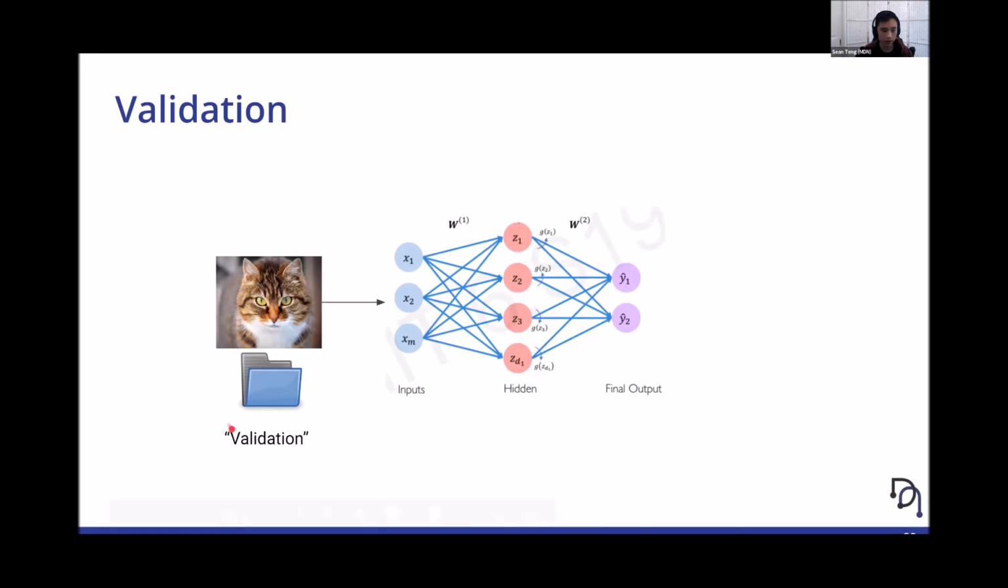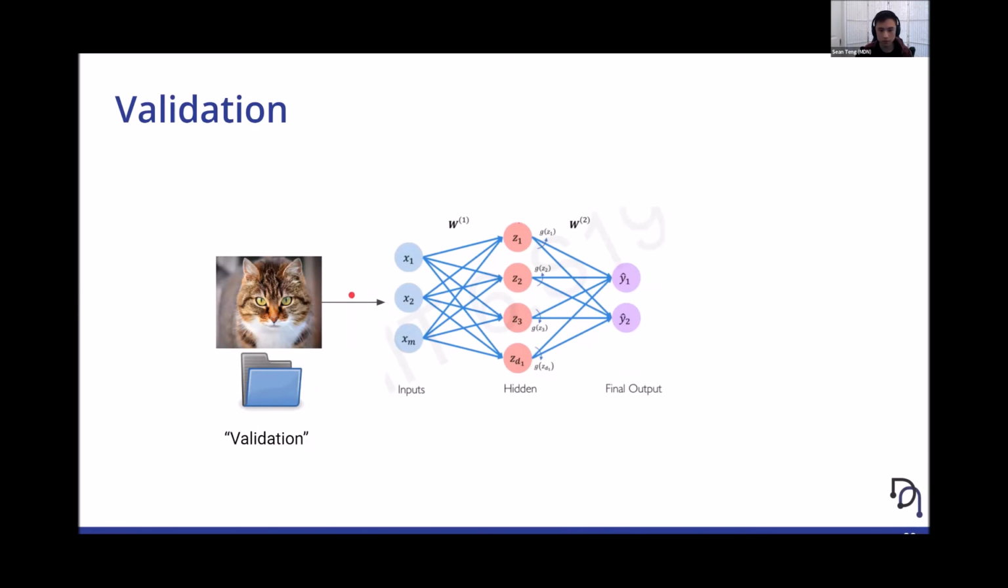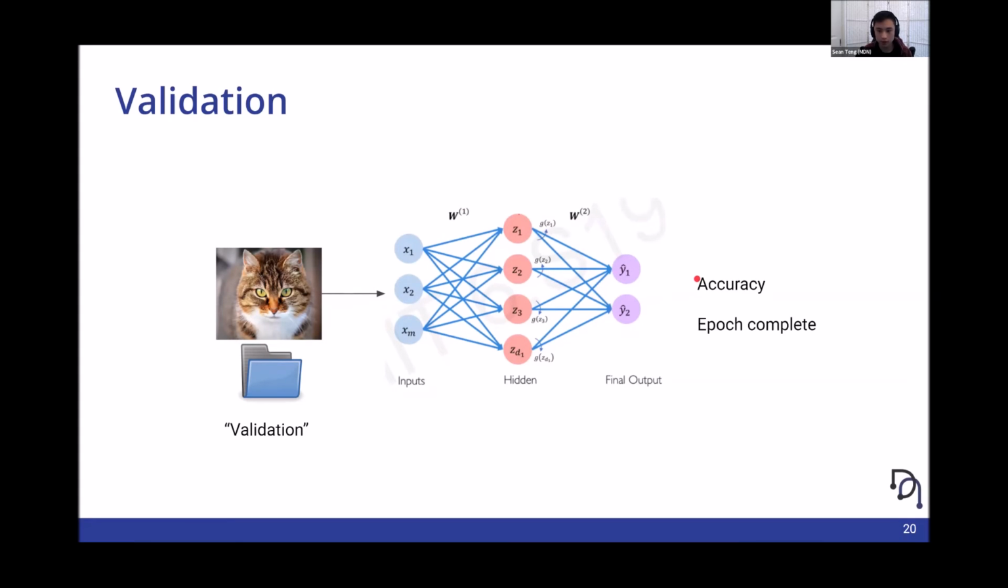So we get our validation folder. We get another picture that is relevant to our predictions, pass that on. And these new weights will inform a new output. And we're going to get some validation accuracy. And we call that whole cycle an epoch. So that's one epoch.